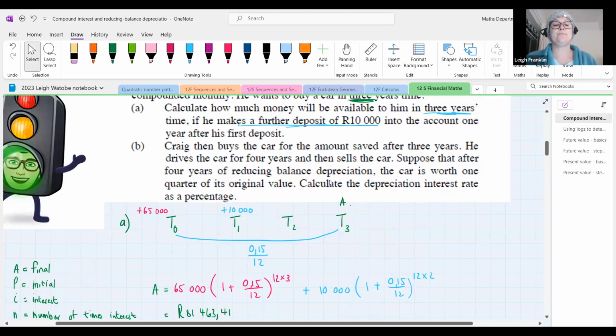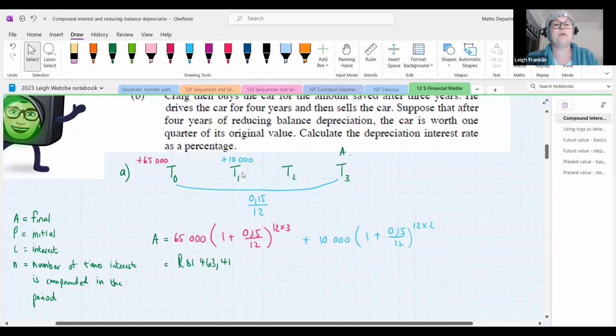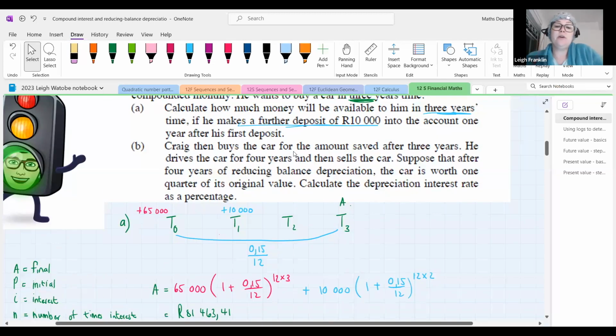Okay. All right, now let's have a look at part B. So Craig then buys the car for the amount saved after the 3 years. He drives the car for 4 years and then sells the car. Suppose that after 4 years of reducing balance depreciation, the car is worth 1/4 of its original value. Calculate the depreciation interest rate as a percentage.